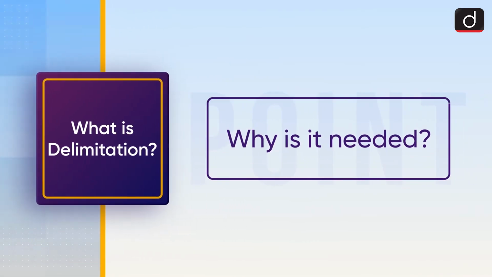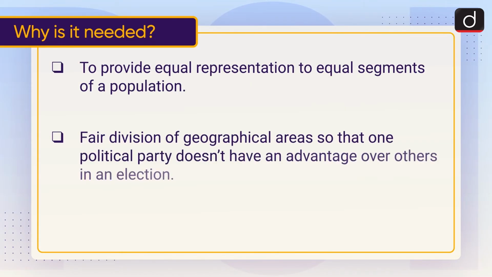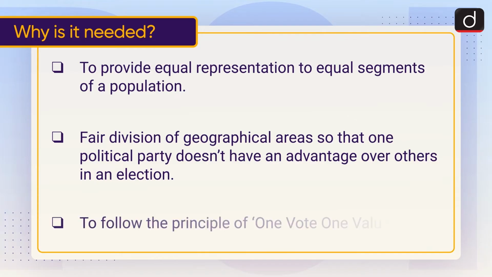Now, why is it needed? To provide equal representation of equal segments of a population, fair division of geographical areas so that one political party doesn't have an advantage over others in an election, and to follow the principle of one vote, one value.